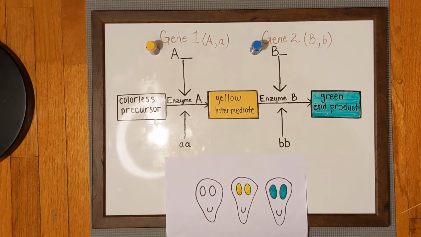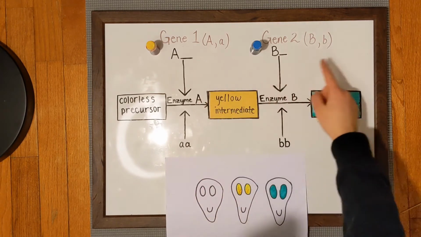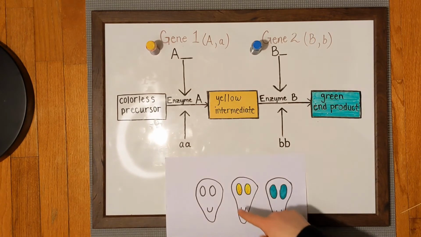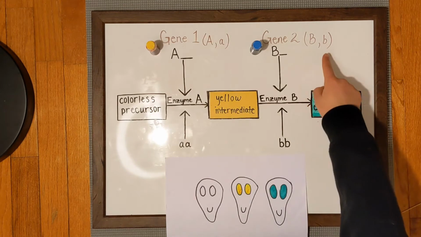epistasis. A Martian's eye color is either white, yellow, or green, and is determined by two different loci in a recessive epistatic pathway. Gene 1 and Gene 2 influence the color of the Martian's eyes. Gene 1 has alleles big A and little a, and Gene 2 has alleles big B and little b.